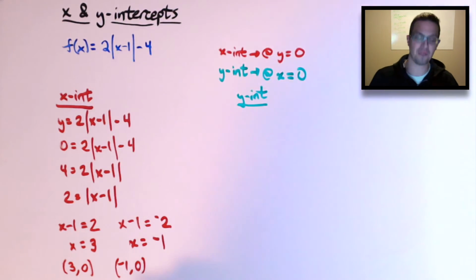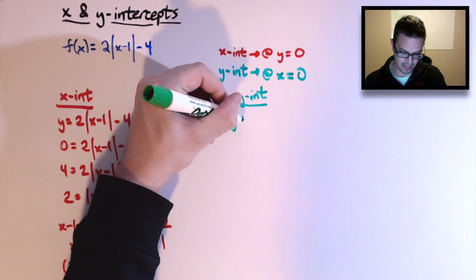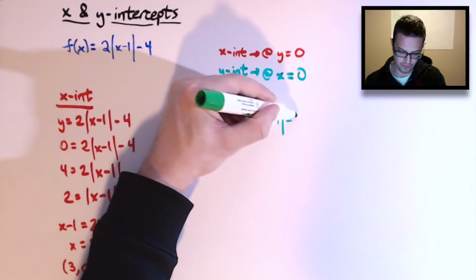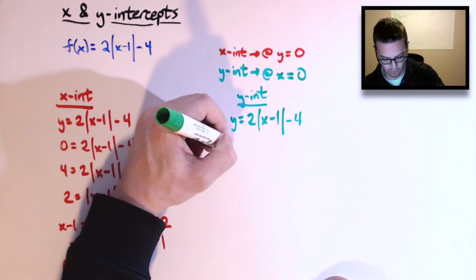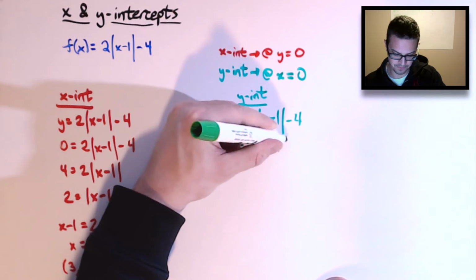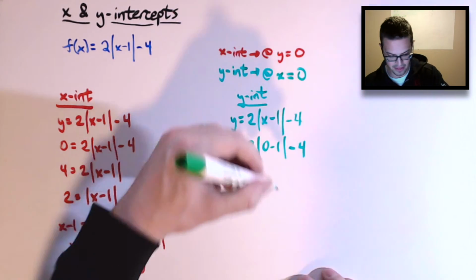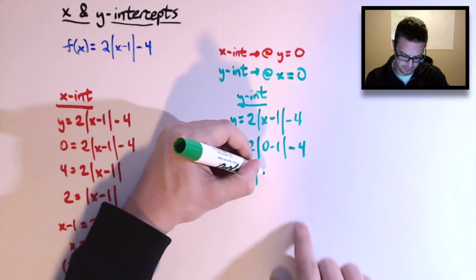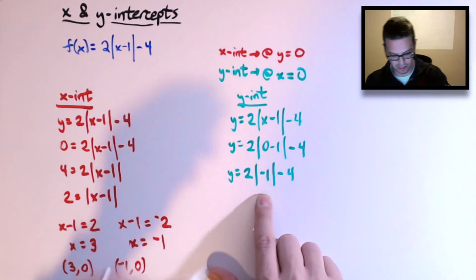So for the y-intercept, I'm going to rewrite that function with the x's and y's this time. So y is equal to 2 times the absolute value of x minus 1, minus 4. From there, I'm going to set my x equal to 0. So we're going to have y is equal to 2 times the absolute value of 0 minus 1, minus 4. So I just substituted that 0 in for x. And then from here, I'm going to simplify. So 0 minus 1 is -1. The absolute value of -1 right here is going to be equal to 1.